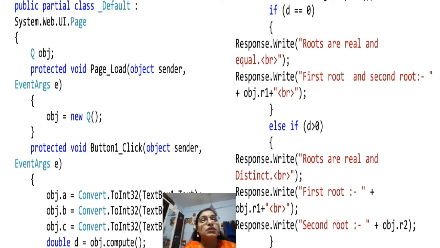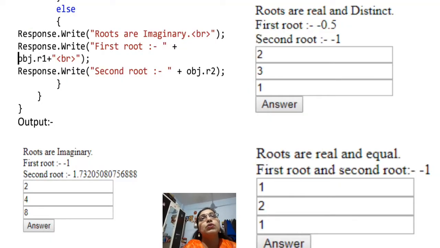Now D less than 0. For the same we are having code. So in else part, what we will write, in response dot write, roots are imaginary. First root obj dot r1 and the second root is obj dot r2. So that I have displayed. So just see the output. For all three conditions I have displayed the output. Roots are imaginary. In that case I have provided the values 2, 4, 8, the ABC values, because of which the first root and the second root are calculated.